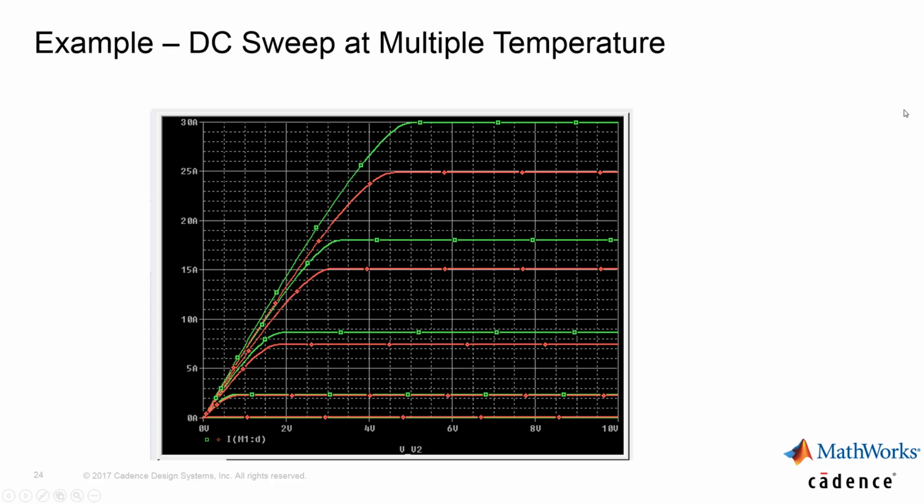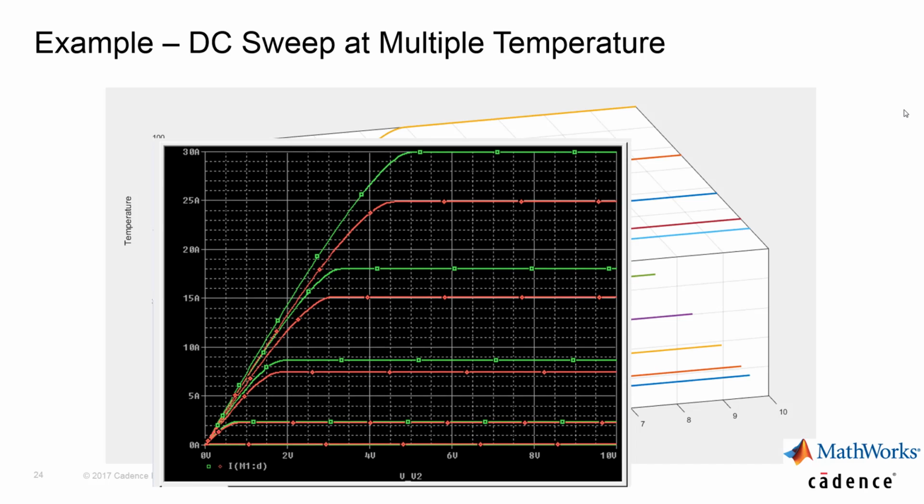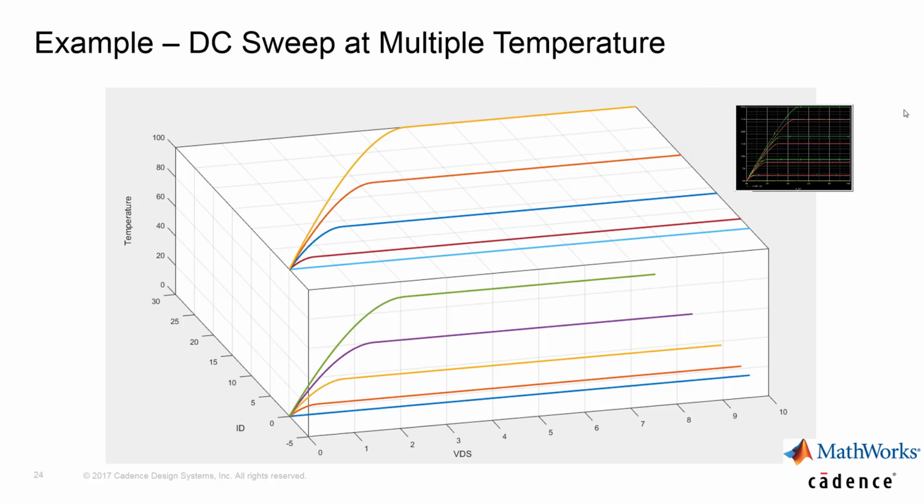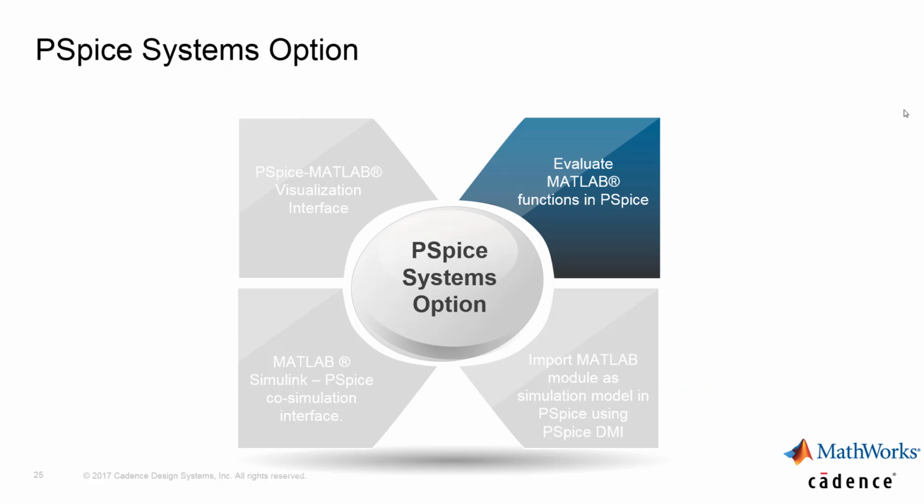Also, in addition, if you want to perform a DC sweep analysis of a drain current versus a drain to source voltage of any of the MOSFETs while varying temperature, you can visualize the data in PSpice, or you can even export the data into MATLAB and view the data in 3D. So this curve shows you the drain current versus the voltage across drain to source varying at different temperatures.